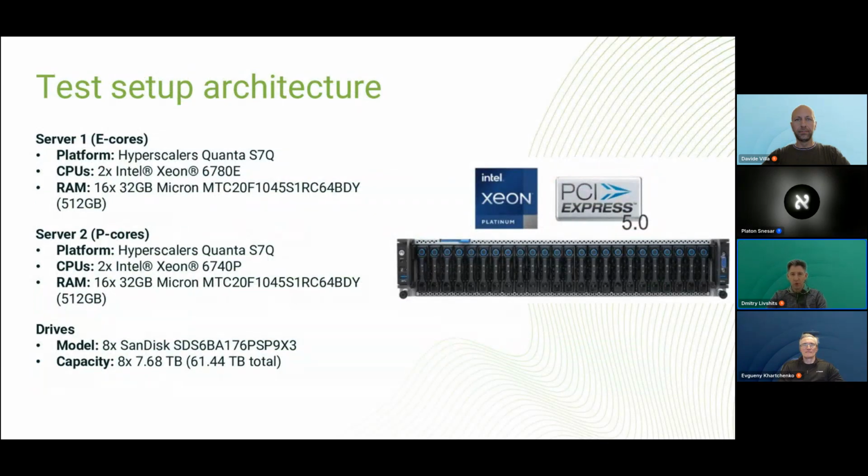So let's look more precisely at our test bed. We used two identical servers, one with E-cores, the second with P-cores. Both servers were equipped with 8 PCIe Gen 5 drives from SanDisk. That drive subsystem wouldn't be a bottleneck by itself. So let's look at what we can get out of this test bed.